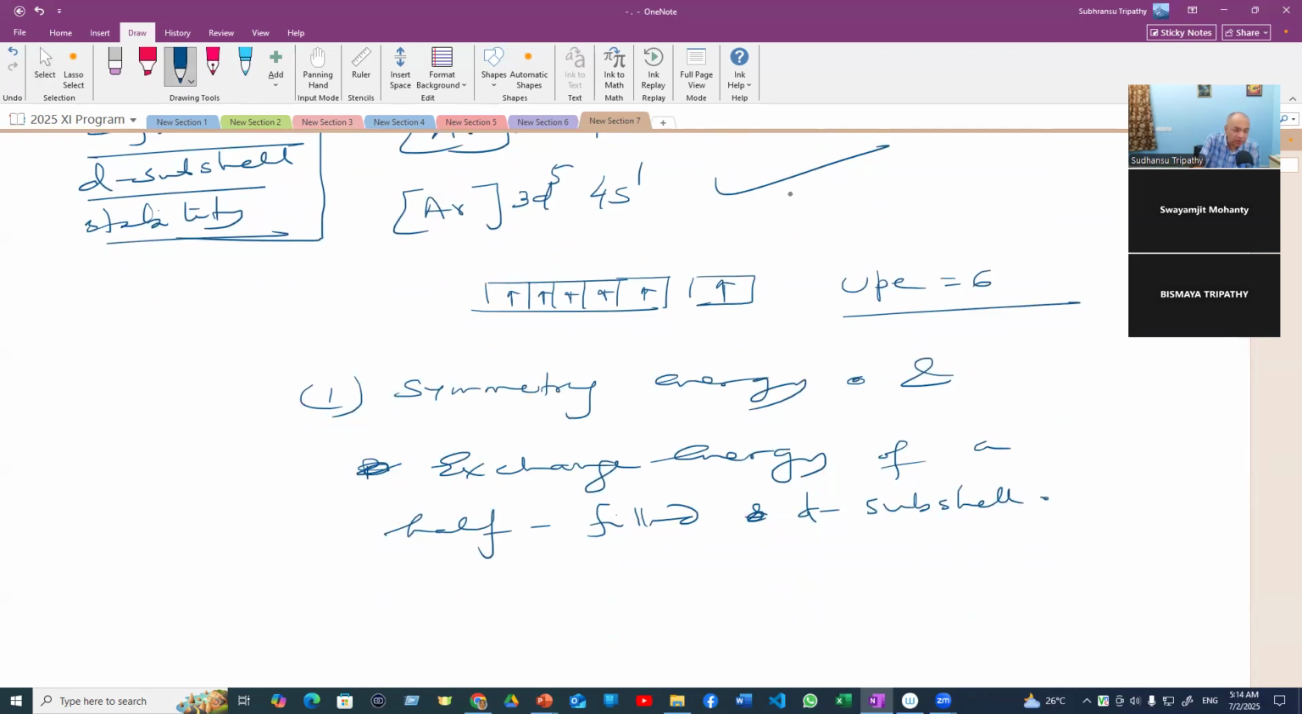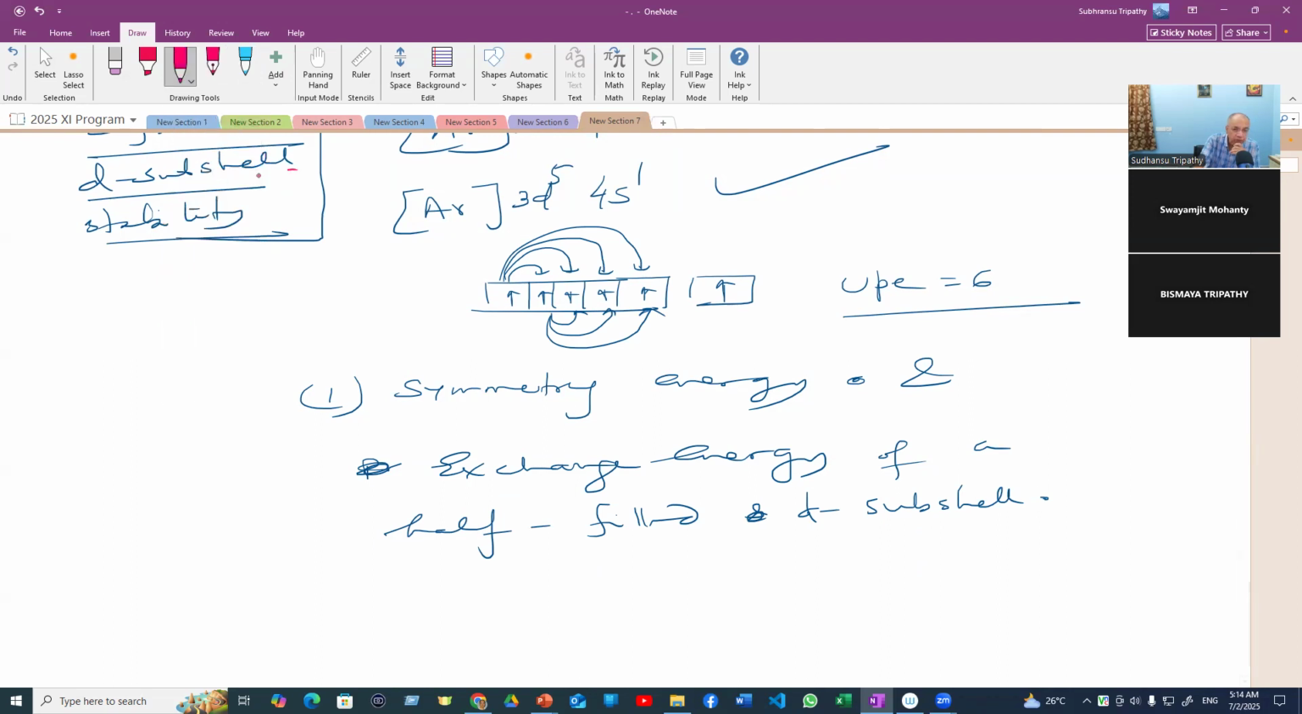Now, these d orbitals which are degenerate, having the same energy, the electrons get exchanged. This can come here, this can come here. So there will be 4 exchanges for the first electron, 3 exchanges for the second electron. 1 to 2 is the same as 2 to 1, will not count.